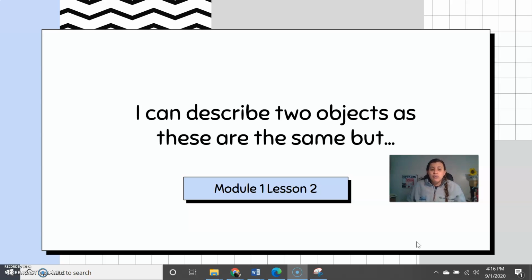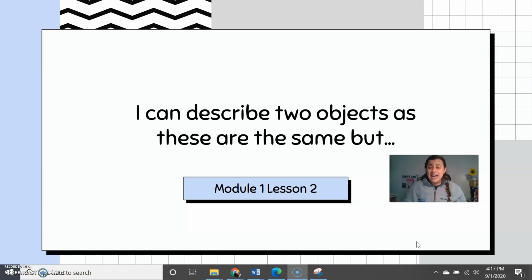So let's read our I can statement. I can describe two objects as these are the same, but. Go ahead and point to yourself and repeat after me. I can describe two objects as these are the same, but.